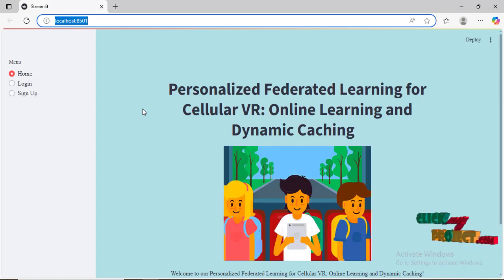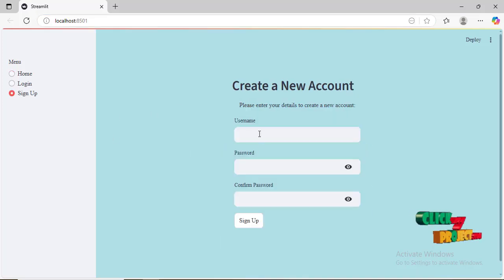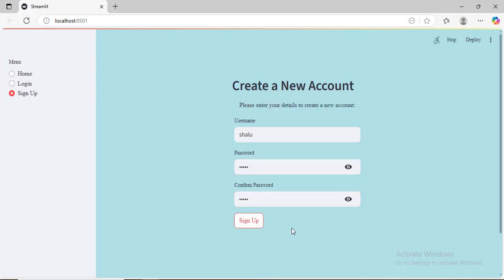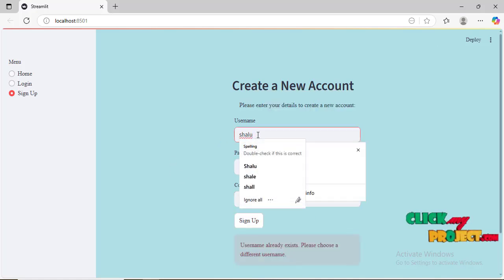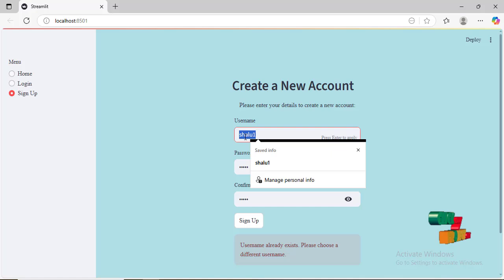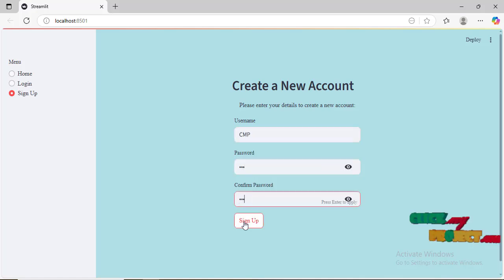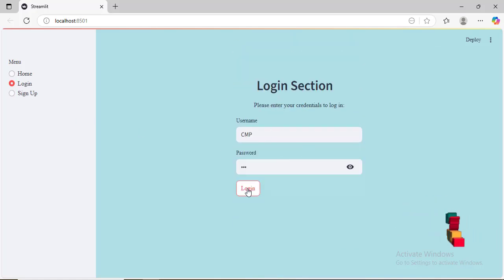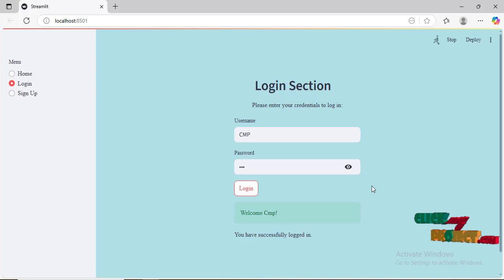Our project execution. This is the home page: Personalized Federated Learning for the Circular VR Online Learning and Dynamic Coaching. First we sign up. For example, we enter a username and password. Since that one already exists, we enter CMP, password CMP, and confirm password. It is successful, so we can enter the login with CMP.